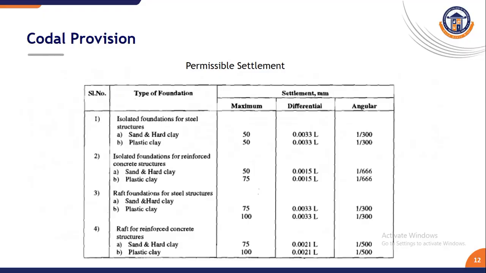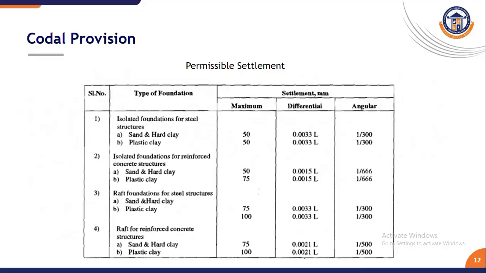Here various types of footing are there: isolated footing, with sandy and hard clay involved in the isolated foundation. After that, isolated foundation for reinforced concrete structure, for steel structure, and raft foundation for steel structure, followed by raft for reinforced concrete structure. Various types of foundation with structures are mentioned. Here all settlement values are mentioned in mm.